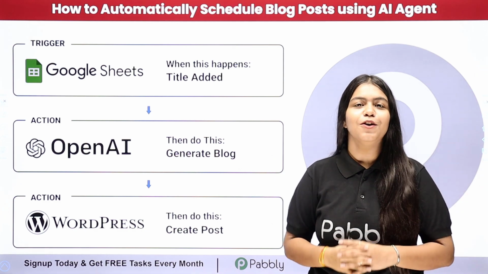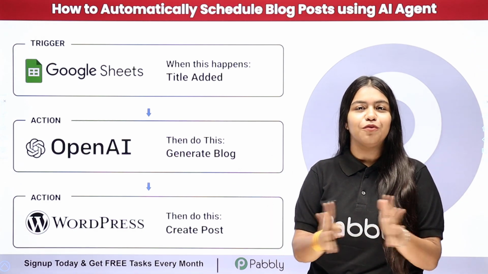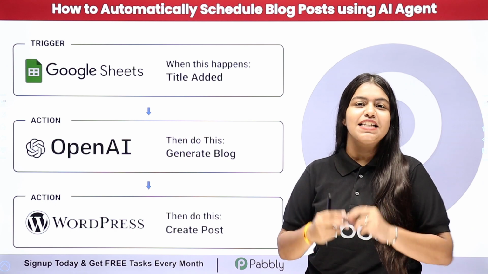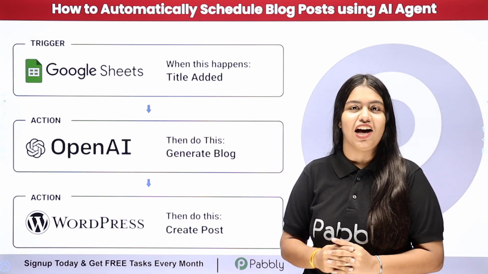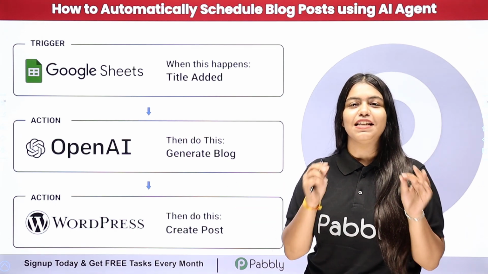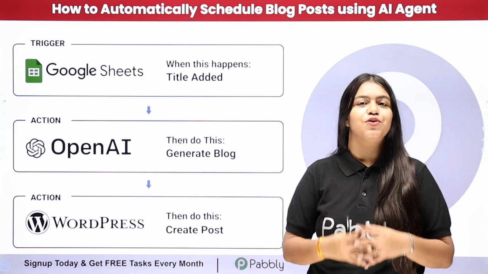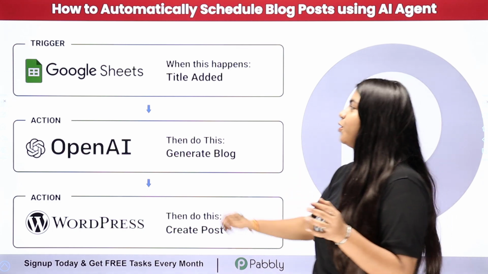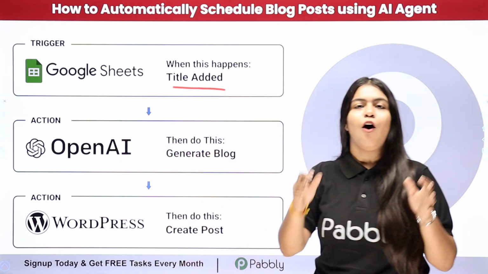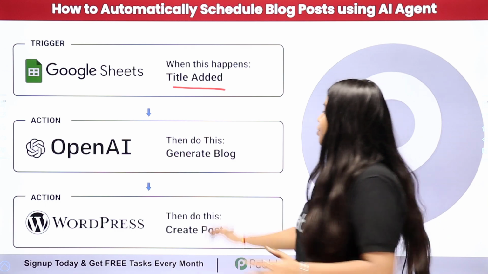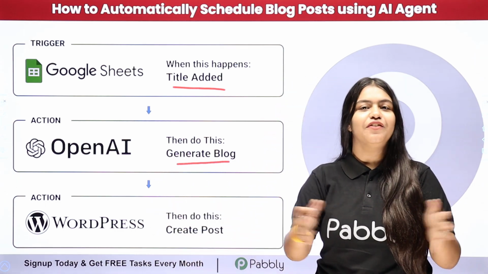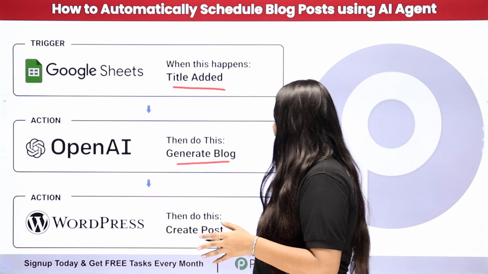So over here I also used to manually write all of my blog posts, but this is such a time consuming and a tedious task. So to solve this problem, I've simply created an amazing automation like this, where what is going to happen is that as soon as I add the blog details into my Google Sheets, automatically my AI agent is going to generate me the blog, and further we can post that blog on our WordPress account.